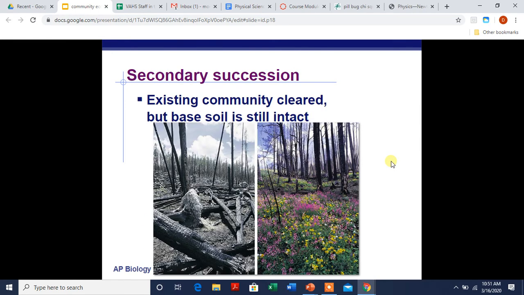Secondary succession, on the other hand, occurs when there is an existing community that was cleared, so most of the plants and organisms were removed, but there's still a base soil that's intact. So think after a field was clear cut, maybe in logging, or a forest fire happened.